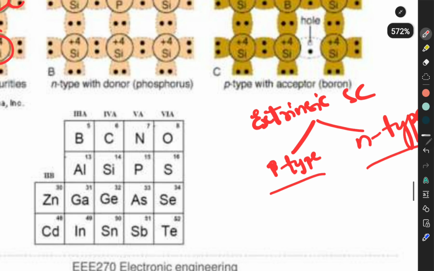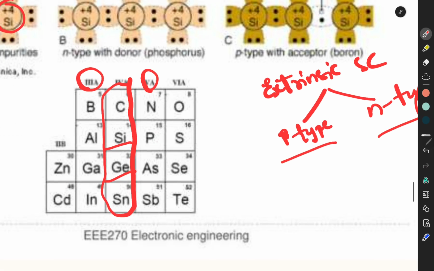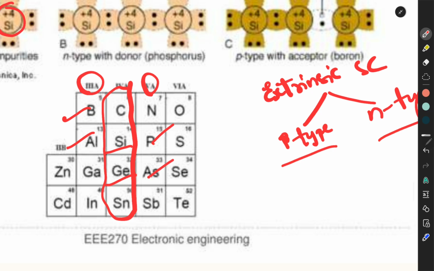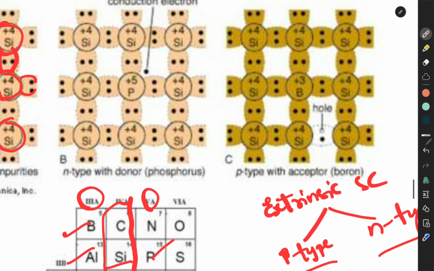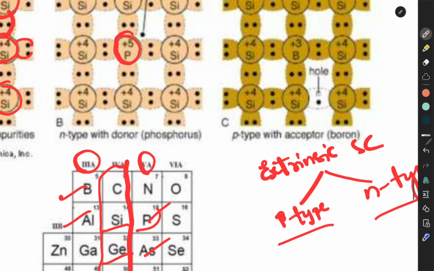Now, in the periodic table, the fourth group elements are the semiconductors, like silicon and germanium. The 3A group elements are boron and aluminium, and the 5A group elements are phosphorus and arsenic. Now, to the silicon atom, we are adding a 5A group element, like phosphorus.